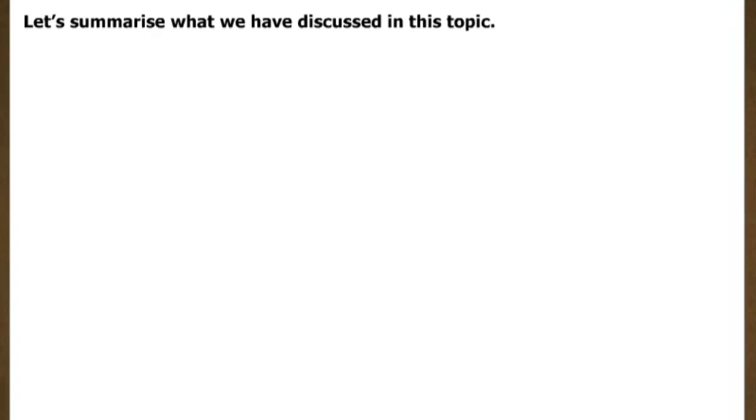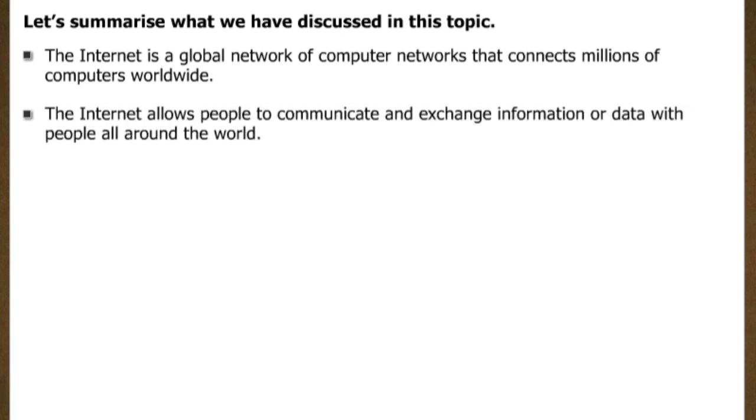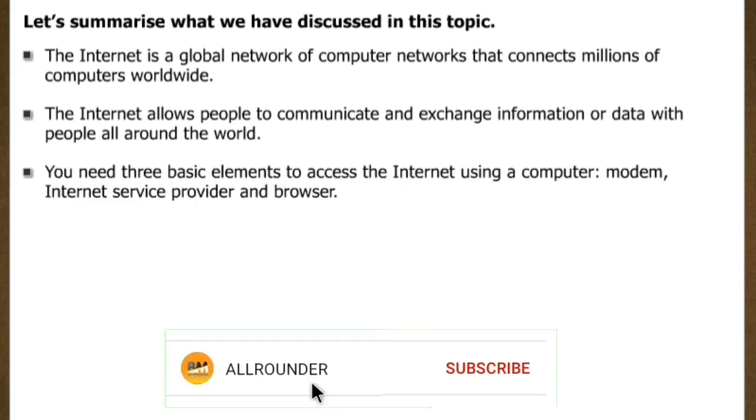Let's summarize what we have discussed in this topic. The Internet is a global network of computer networks that connects millions of computers worldwide. The Internet allows people to communicate and exchange information or data with people all around the world. You need 3 basic elements to access the Internet using a computer: modem, Internet service provider, and browser.